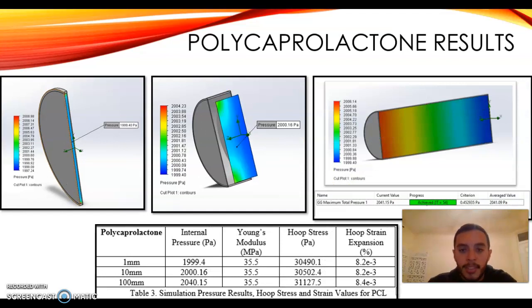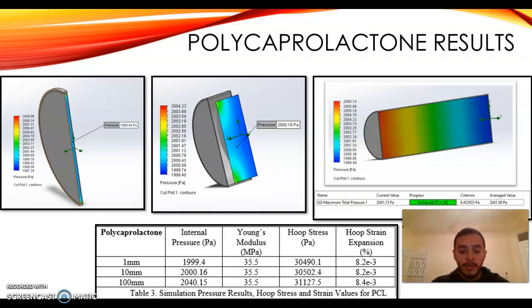Looking at the polycaprolactone results, we can see that for the 1 millimeter long vessel, the pressure stayed at 1,999.4 pascals, while the 10 millimeter long vessel experienced an internal pressure of 2,000.16 pascals. The 100 millimeter length vessel experienced the largest internal pressure of 2,040.15 pascals.